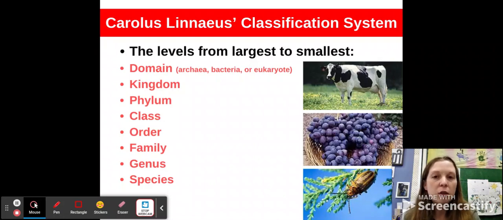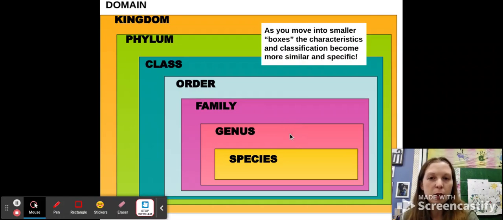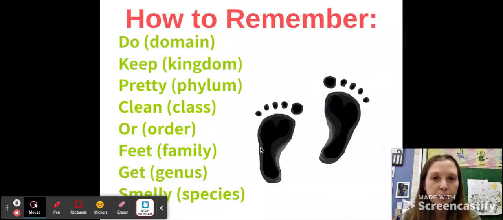So the largest is the domain, which would be archaea, bacteria, or eukaryote. We've got kingdom, phylum, class, order, family, genus, and species. And when we look at these, we will see that the names are kind of labeled off of these last two, the genus and the species, because it's two Latin names here. So as you move into the smaller boxes, the characteristics get more and more specific. Whereas a lot of things can fit under the same domain, but not necessarily the same species.